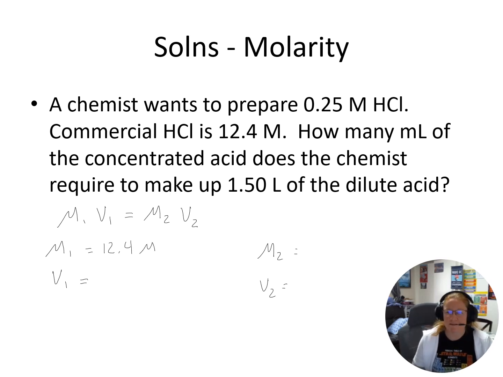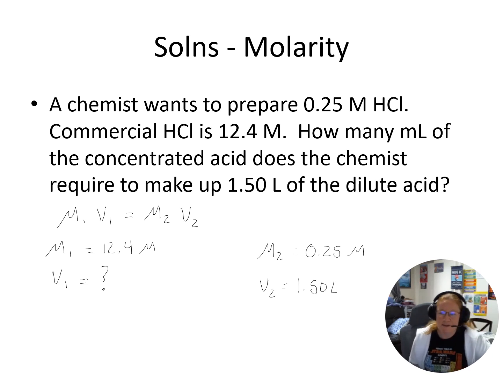Okay? I want to prepare that 0.25 molar. So that's my target, my dilute solution. I want to know how much of the concentrated acid I need, so that's what I don't know. I don't know V1, how much of that concentrated acid. And then I need to make 1.5 liters. All right, so there's my variables.